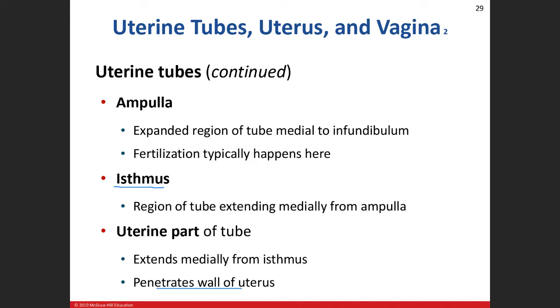So on the external view, you'll see the isthmus here, that's the most medial portion of the uterine tube. Lateral to that is going to be the ampulla, and it's an expanded region. If you look at it, it's kind of like a bulge, but it kind of expands like this, all right?